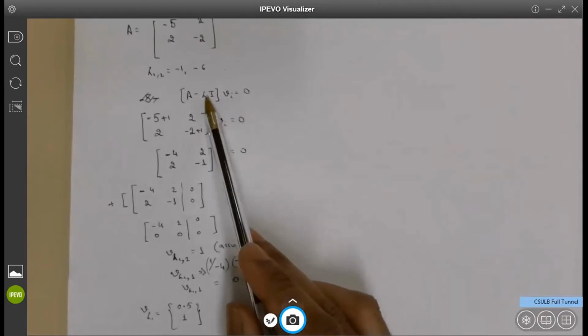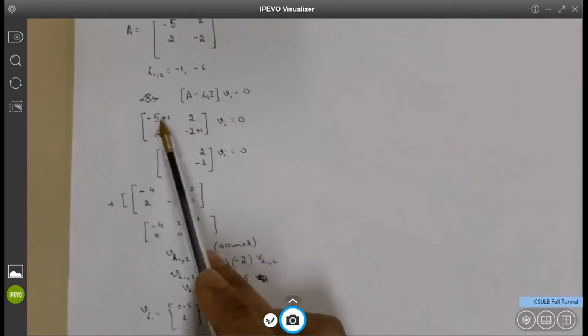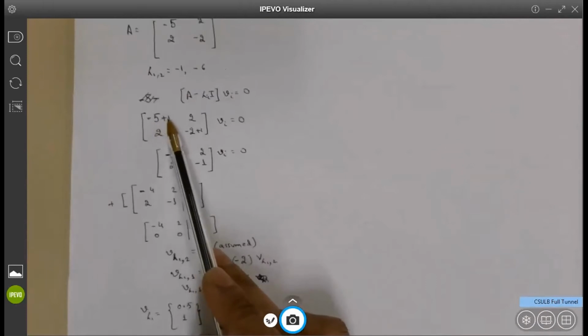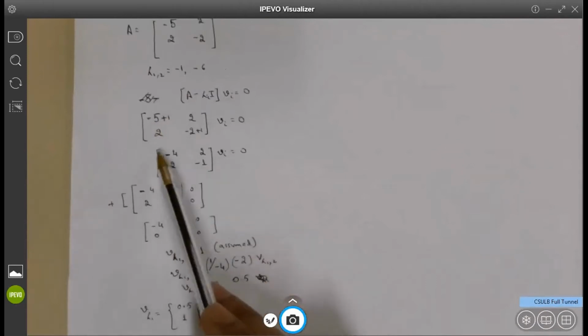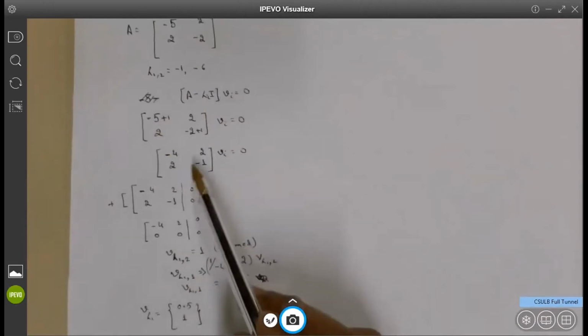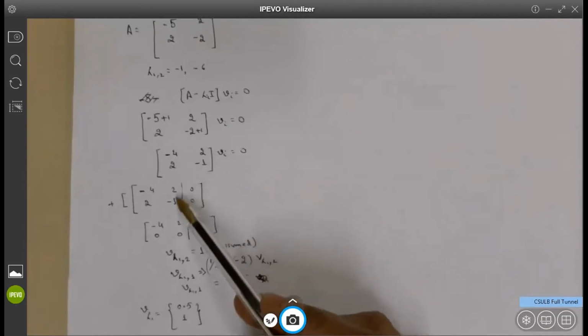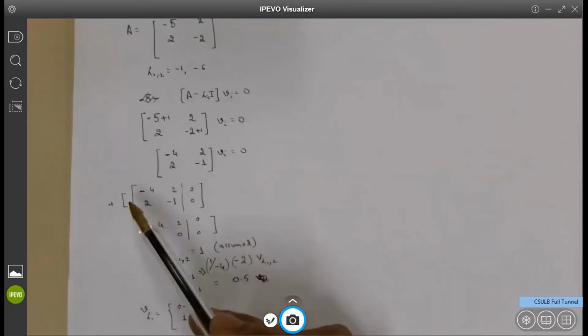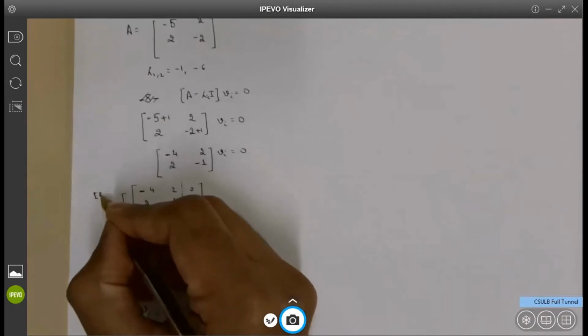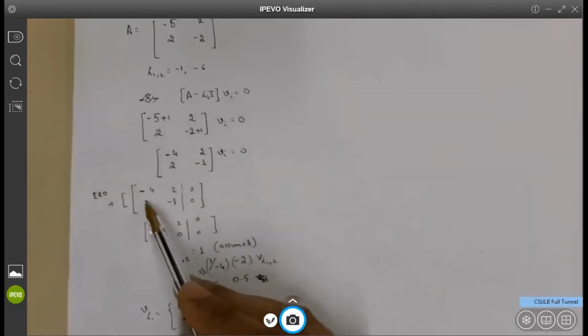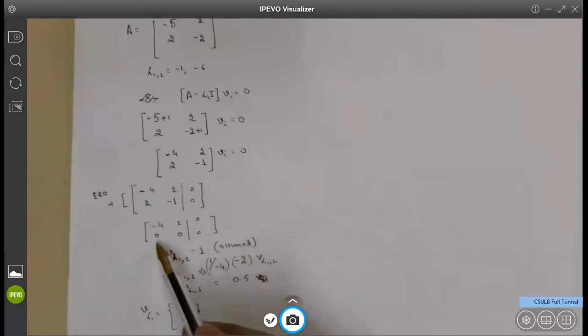So I put lambda 1 equals -1. That's why when I say -5 minus -1, it will be +1, because we have eigenvalue as -1. Then I use elementary row operations here, ERO. Basically, I multiplied this by 2 and added the first row to the second row, then I get all zeros. That means one of them is independent.